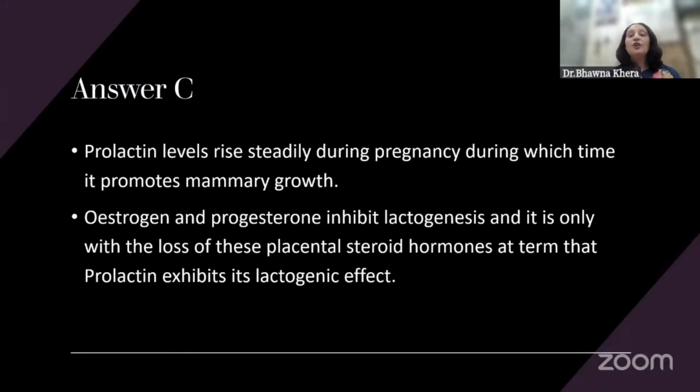Estrogen and progesterone inhibit lactogenesis, that is milk production, and it is only with the loss of these placental steroid hormones. As the pregnancy ends, estrogen and progesterone come down, right? Once they come down, the prolactin comes into action. Now the prolactin can act because estrogen and progesterone have come down. So with the power of prolactin, lactogenesis starts.